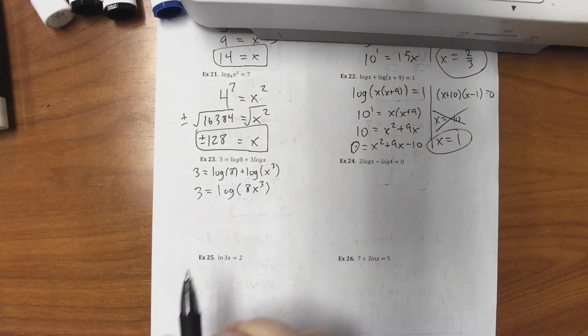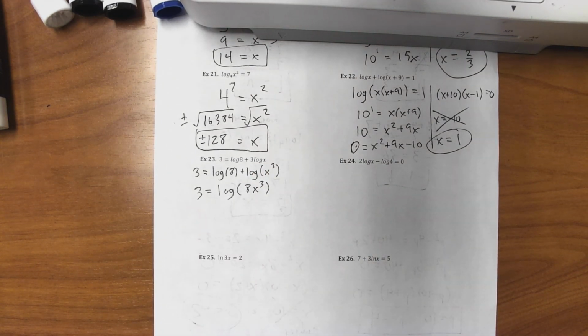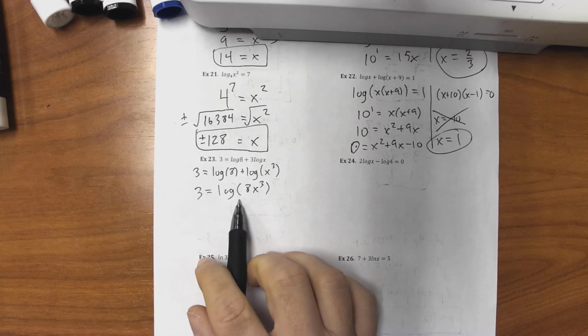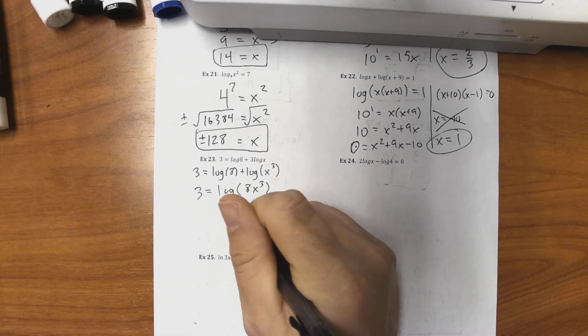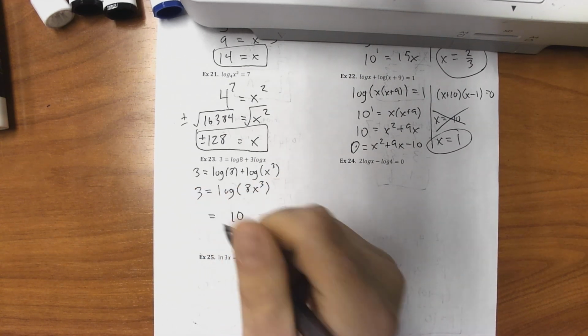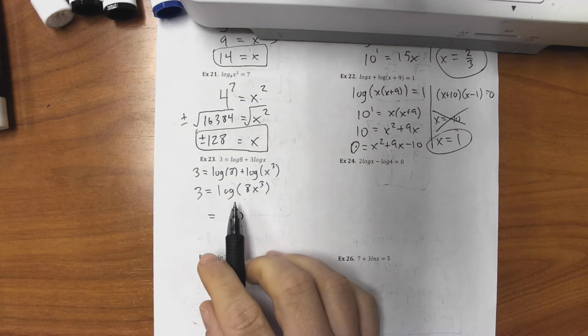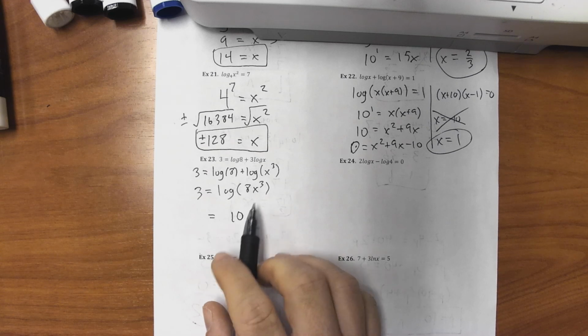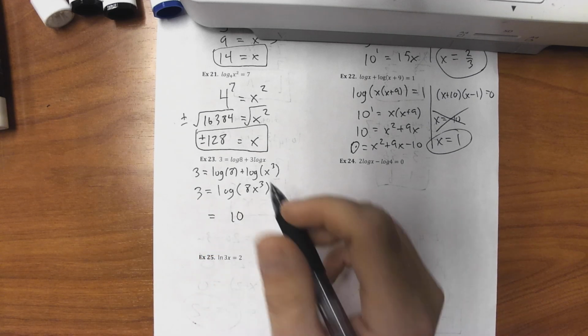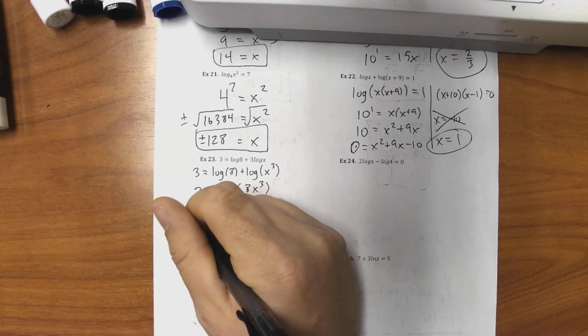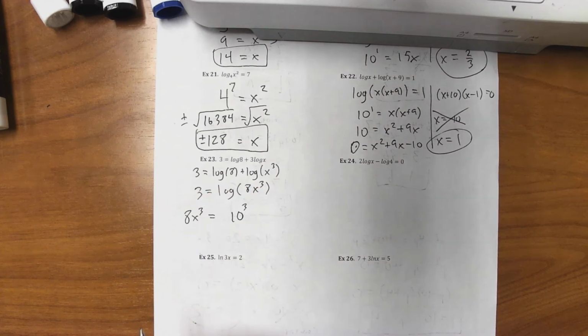Remember, addition of logarithms will translate into multiplication, just like the previous example. And then we can go ahead and switch it. This is a base 10 logarithm, so we'll switch to a base 10 exponential. These two will get flipped. So the 3 is going to come over to the right. 8x cubed is going to go over to the left.